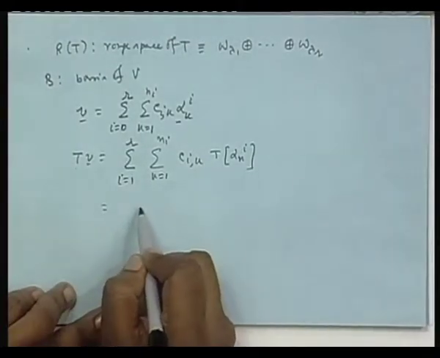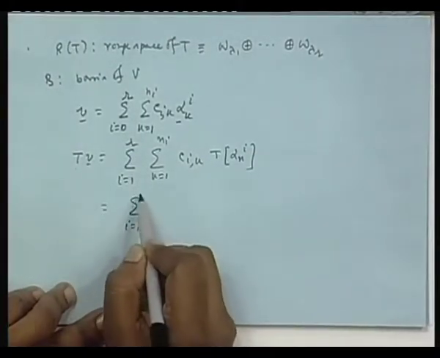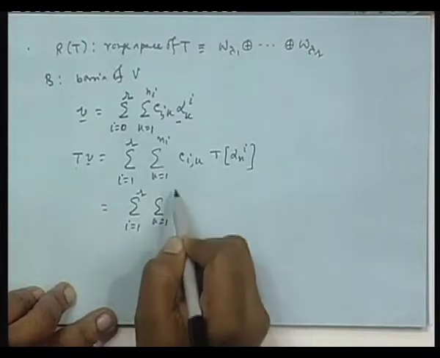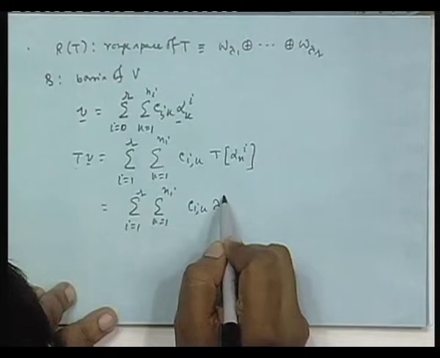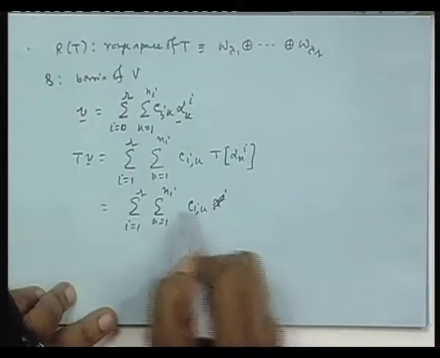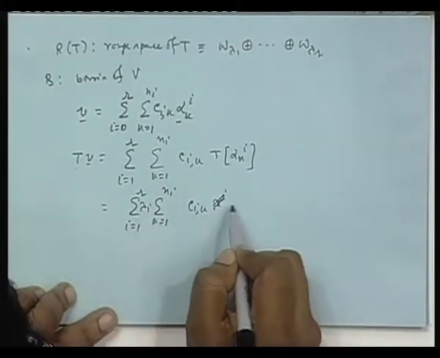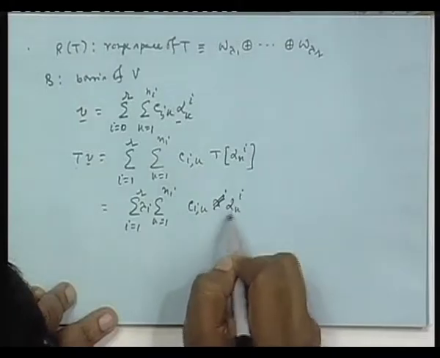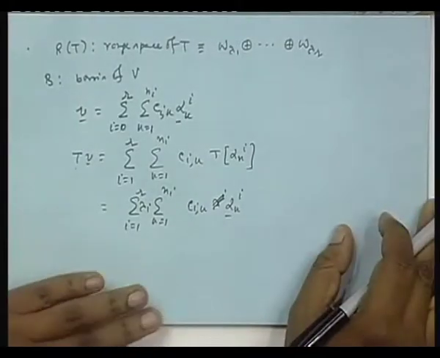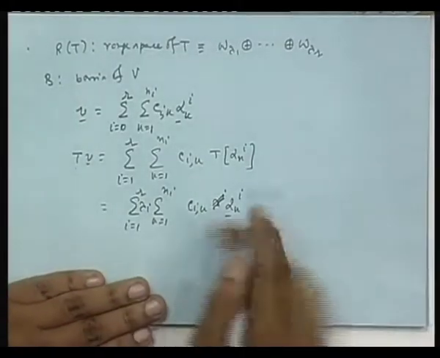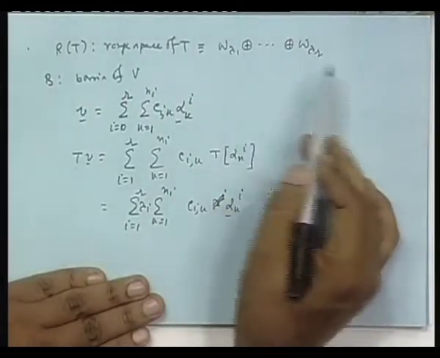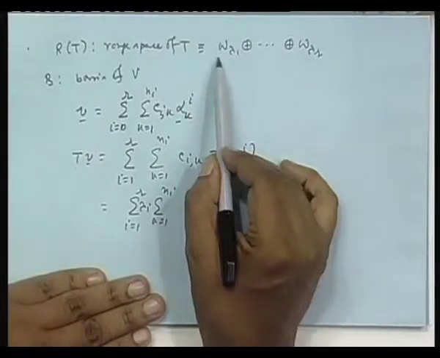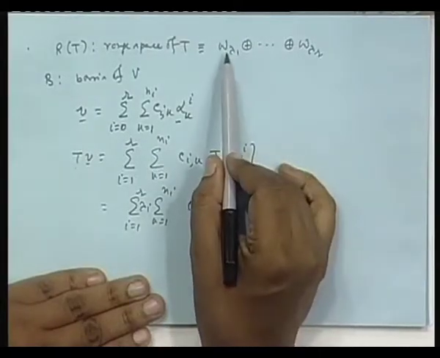I have the same summation, c i k, but they are eigenvectors. So you can even put lambda i here, lambda i times alpha i k. So it is a linear combination of those eigenvectors, of those basis vectors for this space.